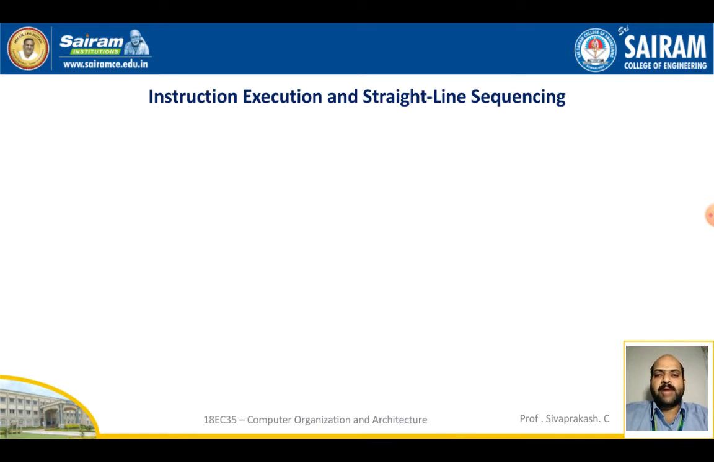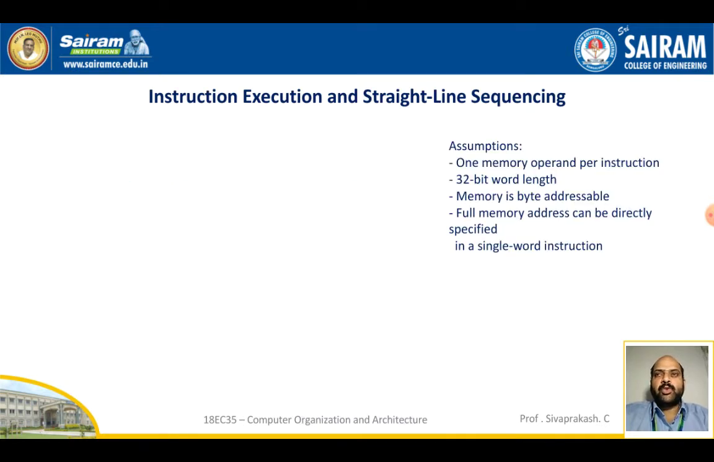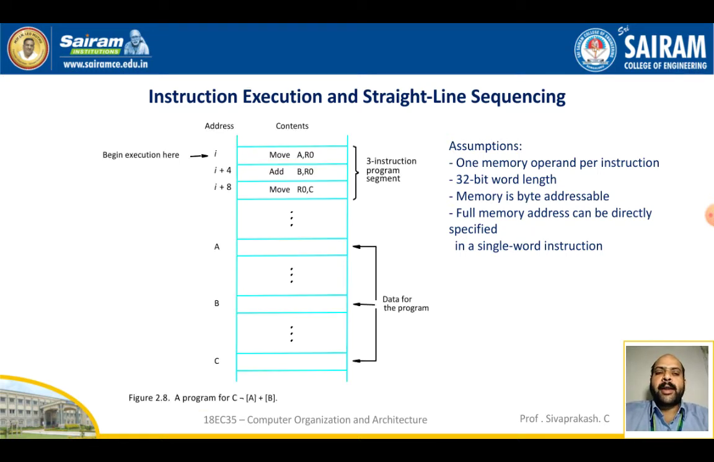Let us see how it actually works. Before that, we have to assume one memory operand per instruction, a word length of 32 bits, and that the memory is always byte addressable. A full memory address can be directly specified in a single word instruction. During the execution of each instruction, the program counter is incremented by 4 to point to the next instruction.